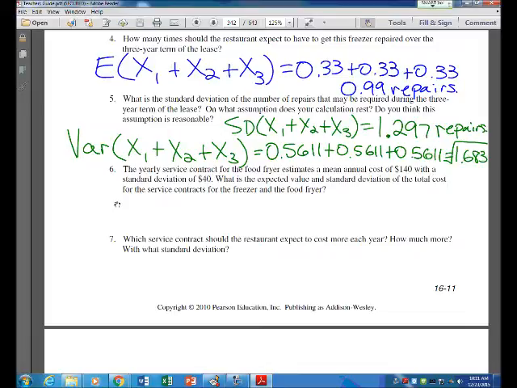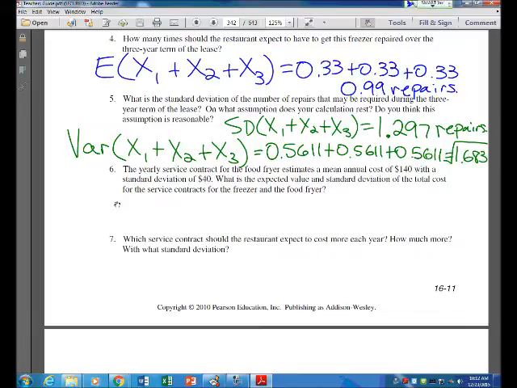All right, the last two, 6 and 7. So now they give us some numbers about the fryer, right? In the beginning of the example, not only did the restaurant lease a new freezer, but they also leased a new fryer. So it says the mean annual cost of $140 for that service contract plus a standard deviation of $40. All right, so what's the expected value for both?